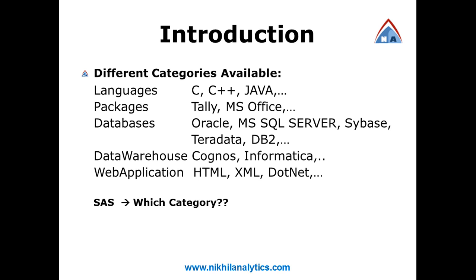The first category is language. This indicates a language which is used to develop software, like C, C++, Java or other different languages which you can use for developing software. Package, like your MS Office, Tally, is a type of software for working on a specific project or a specific purpose. Then databases are a type of tool which you use for storing your data in a tabular form.